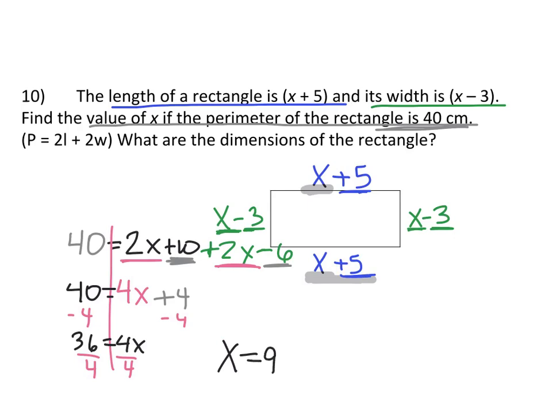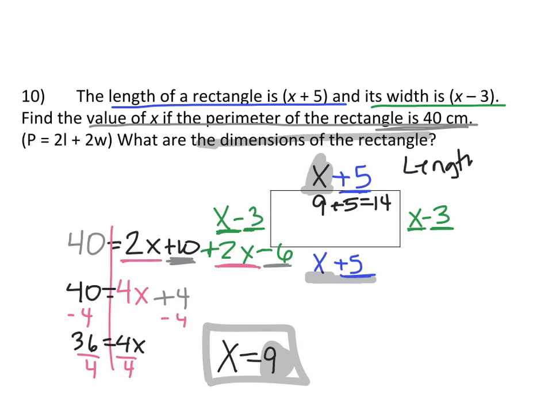Just be careful in your test because it's not asking here for the x value. It wants to know the dimensions. So we're going to have to go ahead and take this x value of 9 and substitute it in place. So this means I have 9 plus 5, which gives me 14. So my length has a value of 14 centimeters. And then my width, same thing, I'm going to take my value of 9 and put it in place of x. So that's going to give me 9 minus 3, which is 6, which means I have a width equal to 6 centimeters.